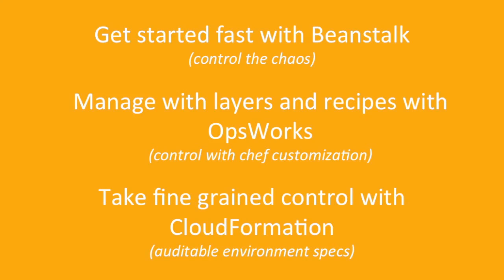So in summary, it's all about getting started fast with Beanstalk and giving your developers a way to use a model environment but keep control of the chaos, because all of these are templated model environments. And you can take fine-grained control at the other end of the spectrum with CloudFormation, where you can create auditable environment specs with these templates. And in the middle, we have the ability to manage layers of abstraction with Chef recipes to define more complex configuration and resources, so control with Chef customization using OpsWorks.